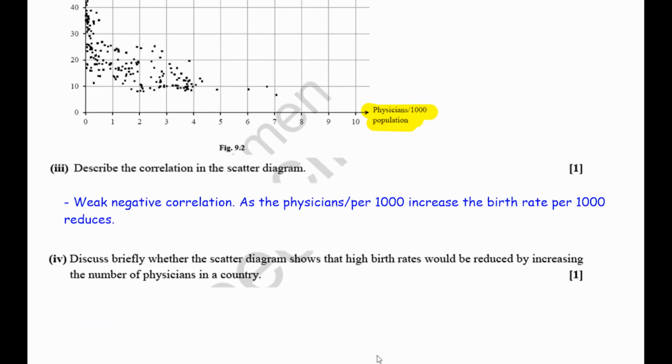Okay, so we're asked to discuss briefly whether the scatter diagram shows that higher birth rates would be reduced by increasing the number of physicians in a country. We've got to be careful here of misleading data. Yes, there seems to be correlation. It's very weak, but there does seem to be some correlation. But just because we see that there's correlation doesn't mean that there's causality. It doesn't mean that there's a direct association. It doesn't mean that increasing the physicians is going to reduce the birth rates.